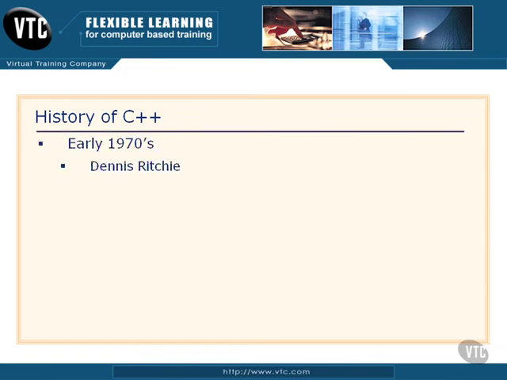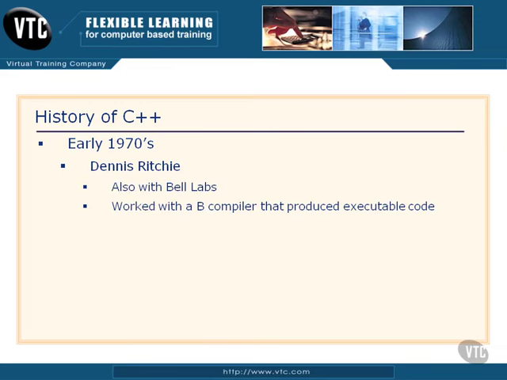Then also in the 70s, a guy named Dennis Ritchie, who, by the way, also was with Bell Labs, worked with a B compiler that did produce executable code. Now, this is where we saw our first look at the C language, because his B compiler that produced executable code came to be known as the C language, and this, by the way, also introduced the idea of data types to the language. So when you use integer data types or character or char data types nowadays, you can thank Dennis Ritchie, going all the way back to the early 70s, because this is where we first saw those.